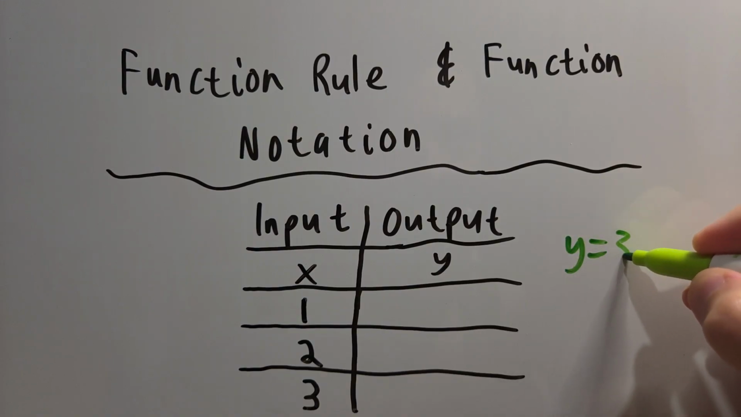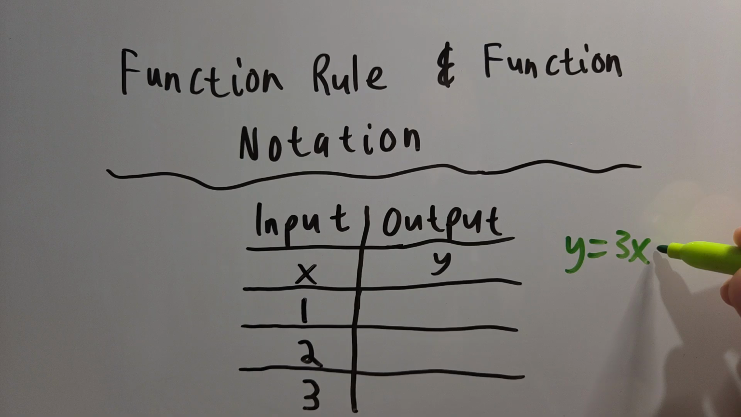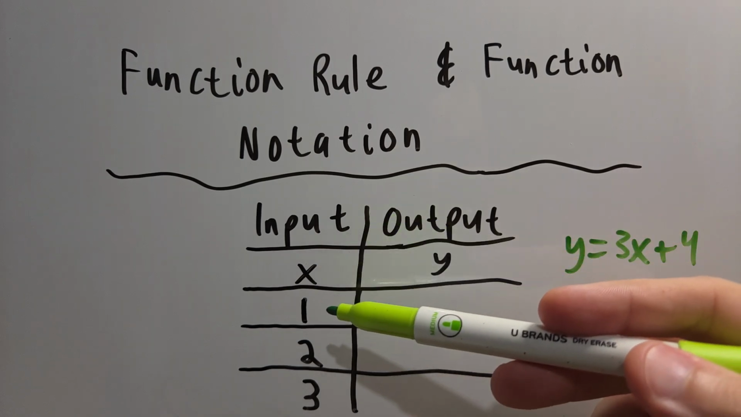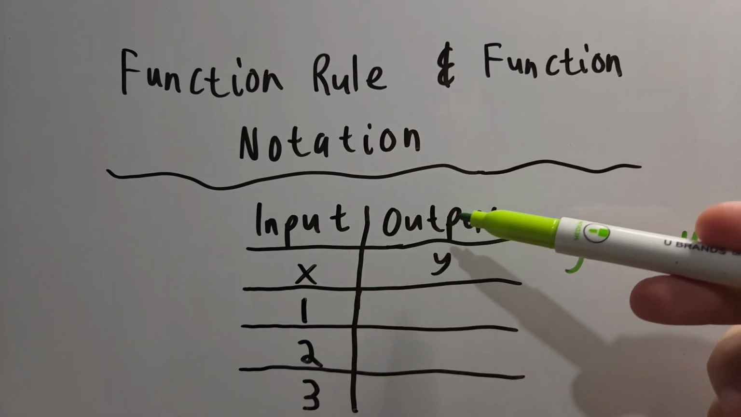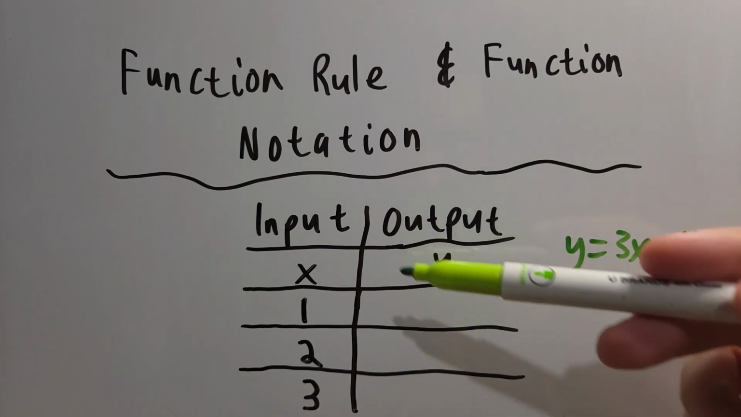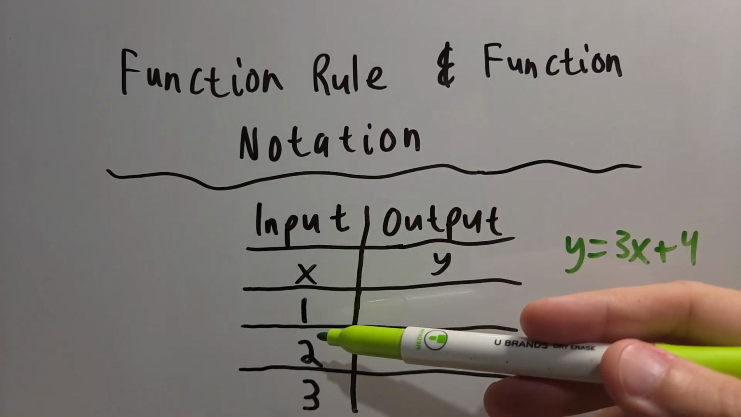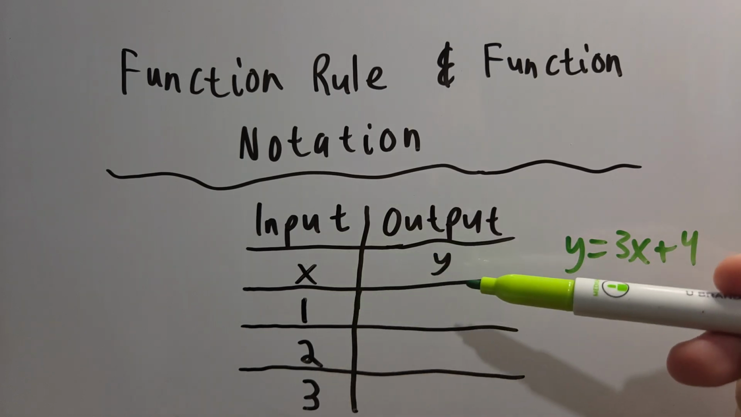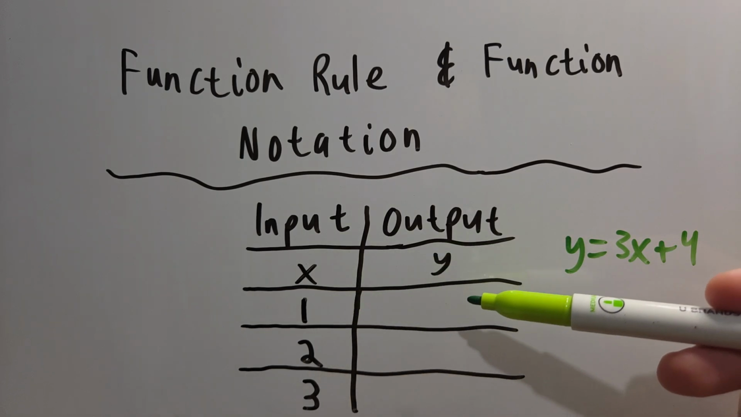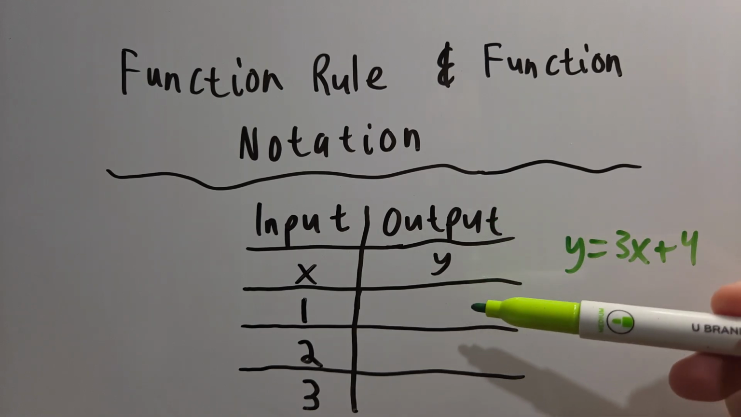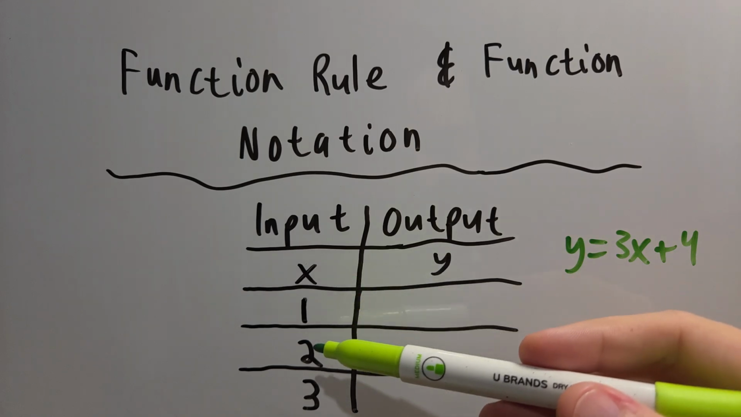y equals 3x plus 4. The domain is the set of input values, and the range is the set of output values. If you know the input values, which here we do, you can use a function rule to find the output values. Reason being because the output values depend on the input values.